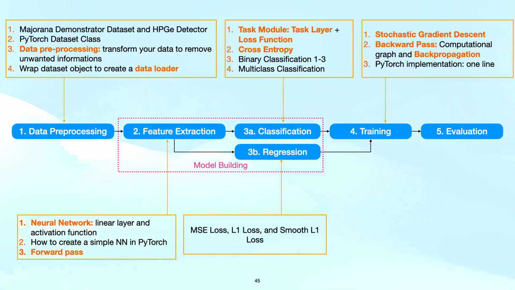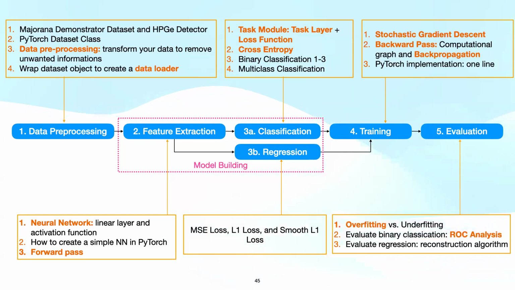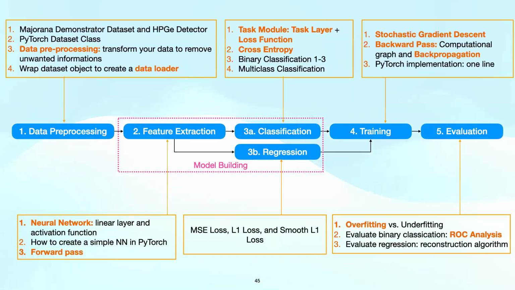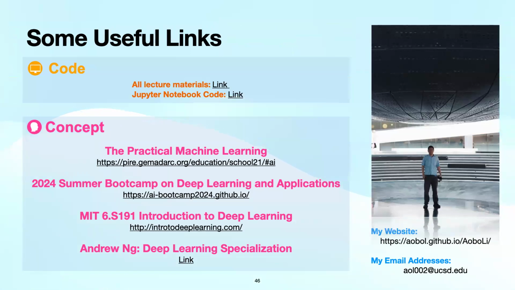For training, I discussed stochastic gradient descent, the backward pass, and how you can do this by building a computational graph. To implement it in PyTorch is just one line of code. So it's very easy. There's a lot of theoretical background within it, but when you are actually doing it in PyTorch, it's very easy. Lastly, in evaluation, I discussed overfitting versus underfitting. We also discussed ROC analysis, which allows you to evaluate the performance of your model without depending on the actual cutting threshold that you select. I did not really discuss regression evaluation. Sorry, I deleted it from the slide, which is good because now I'm right on time.